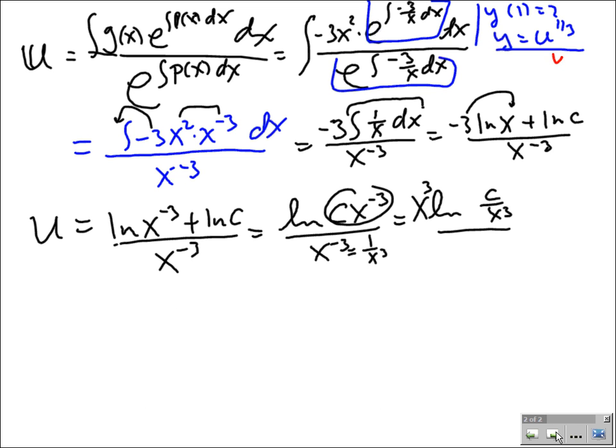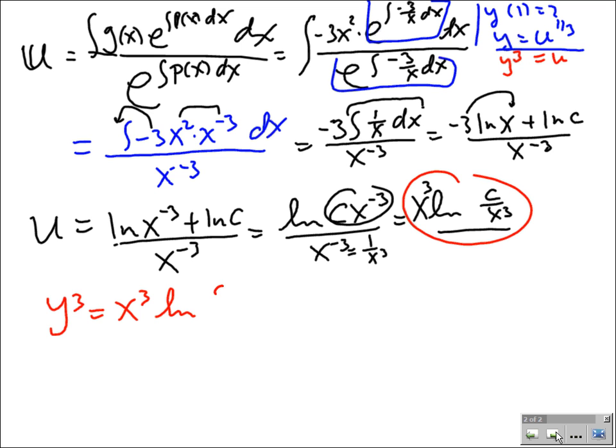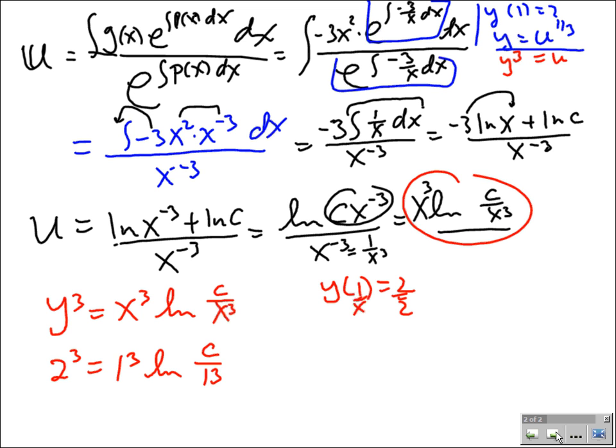But u is y cubed. Okay? So y cubed is equal to this: x cubed times ln of c over x cubed. Now when they tell you y of 1 is equal to 2, the 1 is the x and the y is the 2. Okay? So 2 cubed is equal to 1 cubed times ln of c over 1 cubed, as opposed to c over 13.